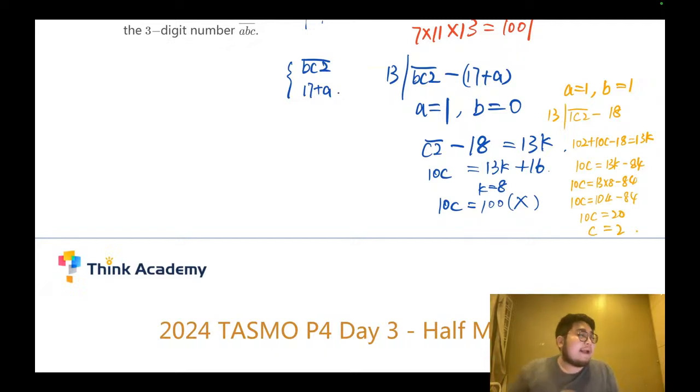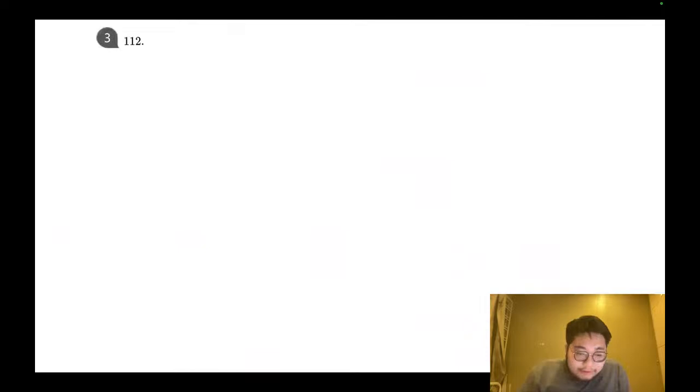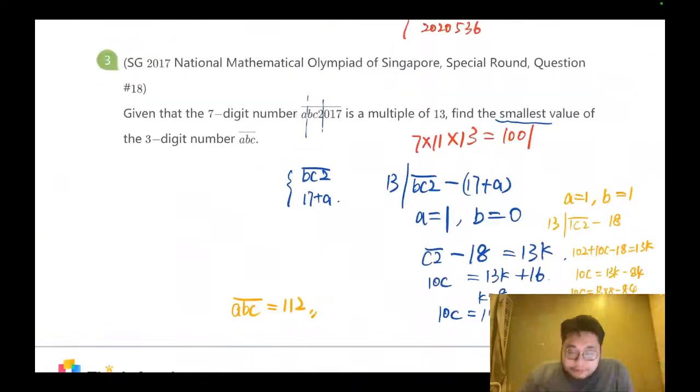Then we can find out the smallest possible ABC. It should be 112. Okay, it should be 112. I think the answer is 112, right? Okay, it's 112. You need to discuss like that. So actually, it's a little hard because it's the special round, maybe the last third questions.